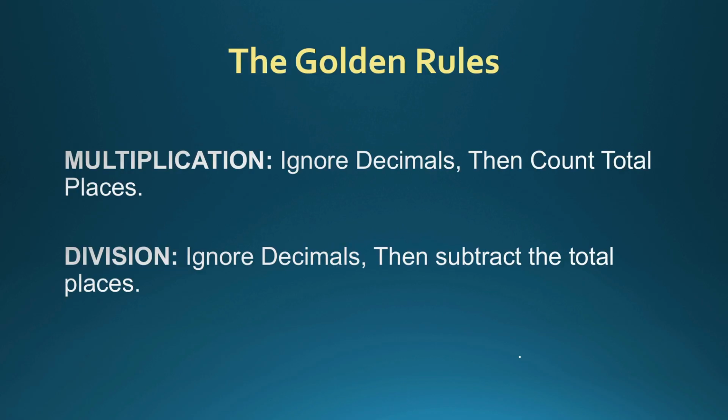And there you have it. The two golden rules of decimal operations. Multiplication: ignore the decimal and count the total number of places after the decimal. In division, again we have to ignore the decimal and then we have to subtract the total number of digits after the decimal. Practice these and you'll master them forever.